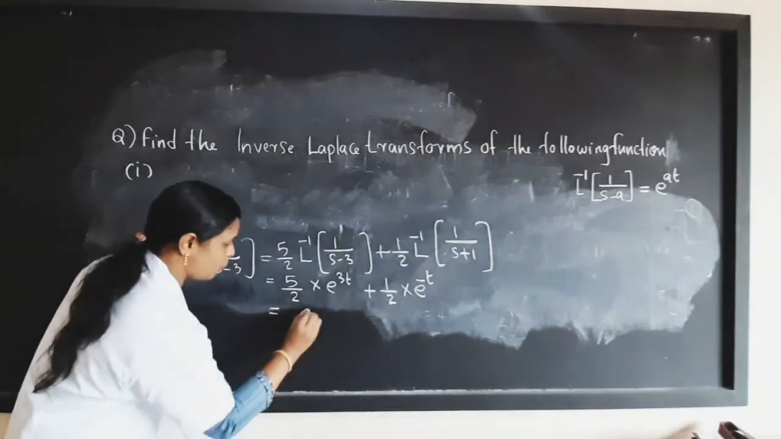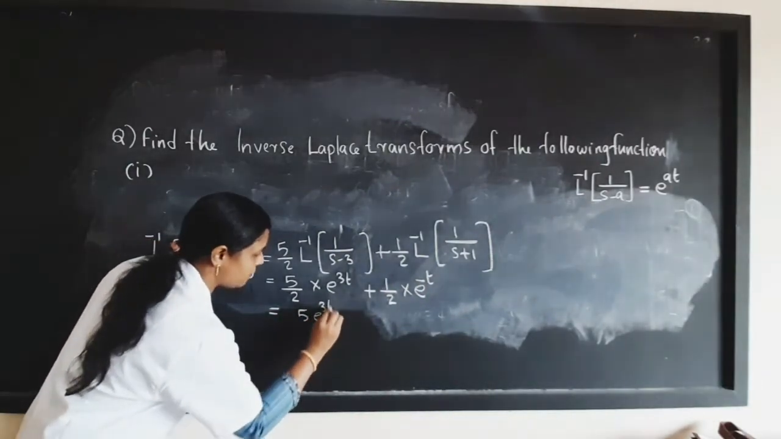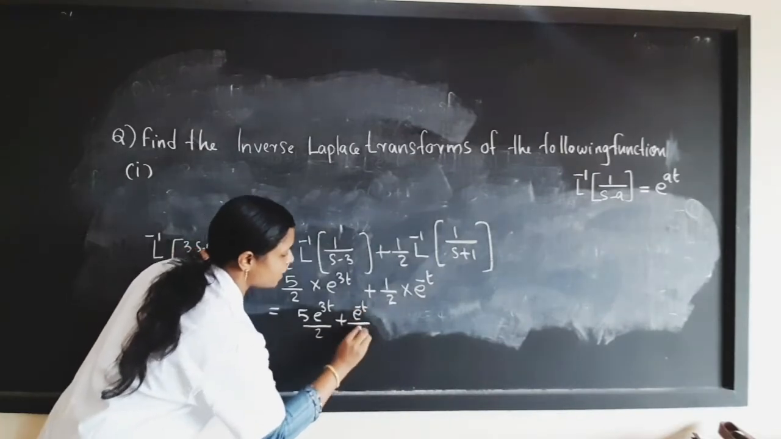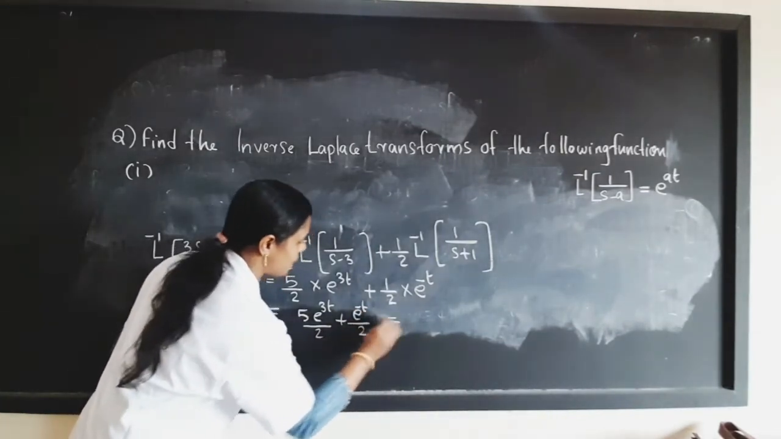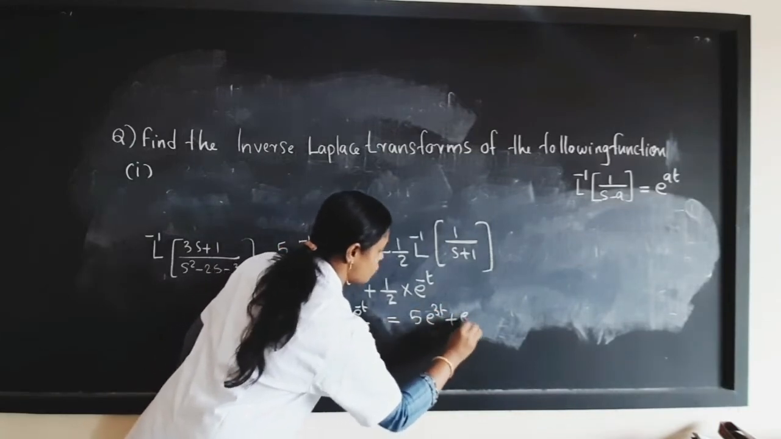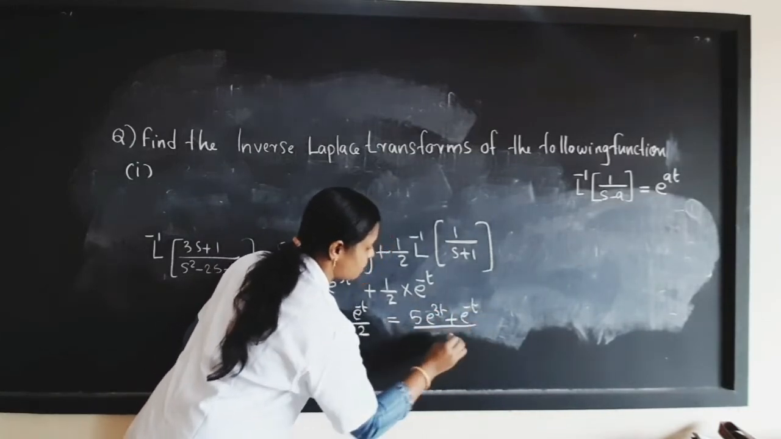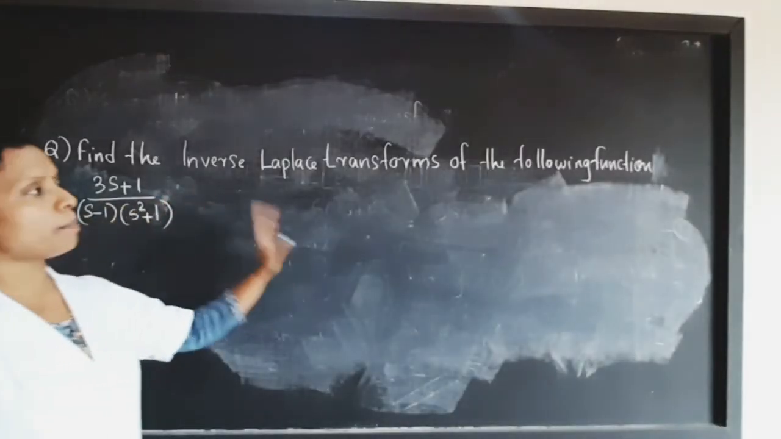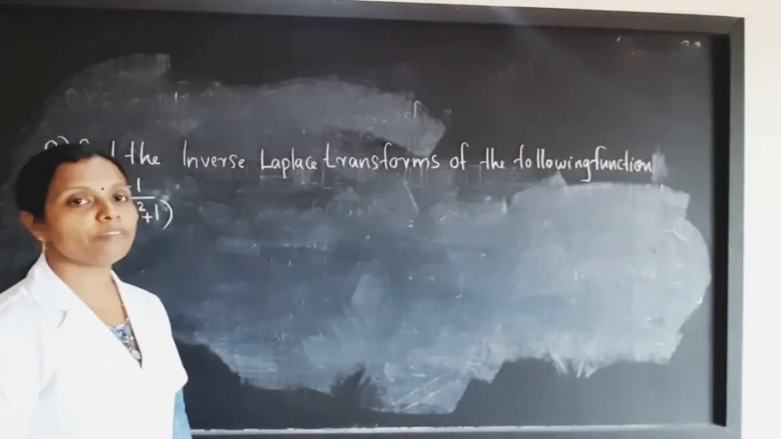That is equal to 5 e raised to 3t divided by 2 plus e raised to minus t divided by 2. That is equal to (5 e raised to 3t plus e raised to minus t) divided by 2. Clear?